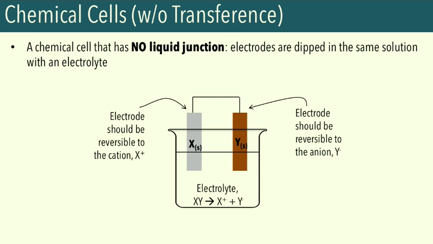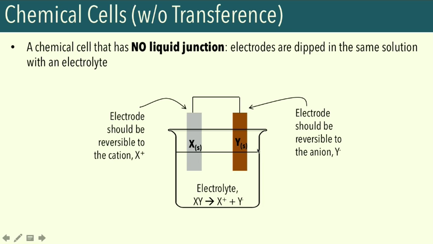Okay, so here is a basic schematic. As we discussed earlier, since we have no transference involved, that means we have no salt bridge, and therefore we have no so-called liquid junction. Overall, both of our electrodes are dipped in the same solution with an electrolyte. This electrolyte has to be very specific, actually. One ion of the electrolyte has to be involved in the oxidation half reaction, and the other ion has to be involved in the reduction half reaction.